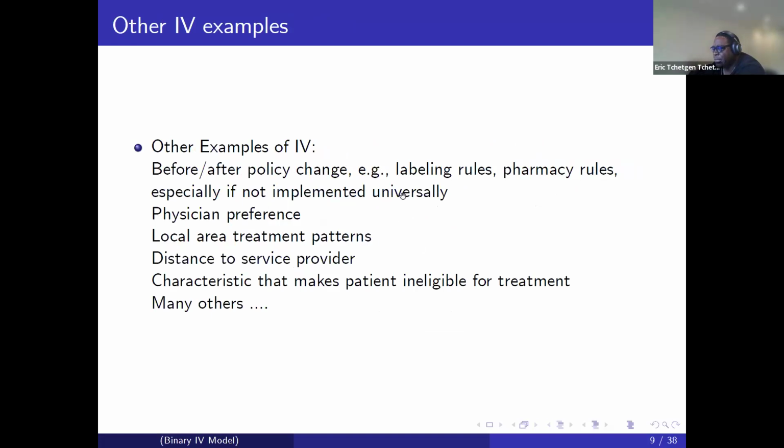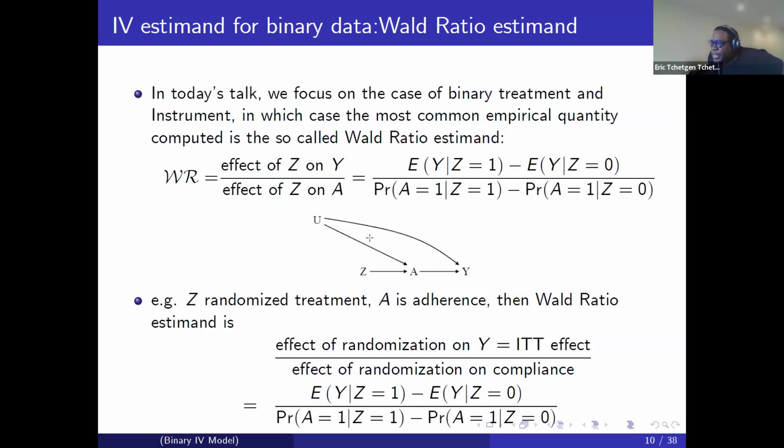I'm just going to list them here and not really discuss them so that I can get to the actual meat of the presentation. So in today's talk, I'm going to focus on a very simple canonical setting of a binary treatment and a binary instrument, in which case the most common empirical quantity computed is the so-called Wald Ratio estimate, which is given here. And I'll use WR to denote the Wald Ratio.